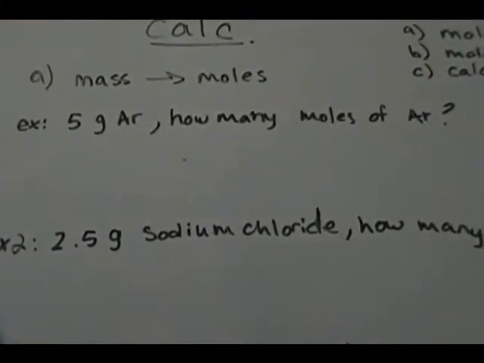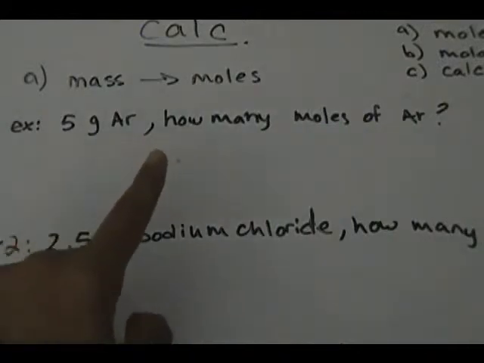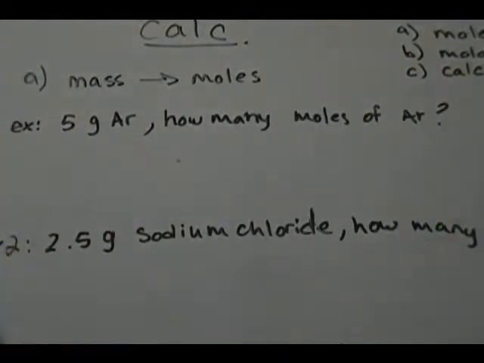Okay, we have 5 grams of argon, right? AR stands for argon. How many moles of argon do we have? Again, you need to be able to understand what AR is, okay? So make sure you know your ions, your ionic compounds, and your atoms and their symbols and their names, okay? So 5 grams of argon, how many moles of argon do we have?